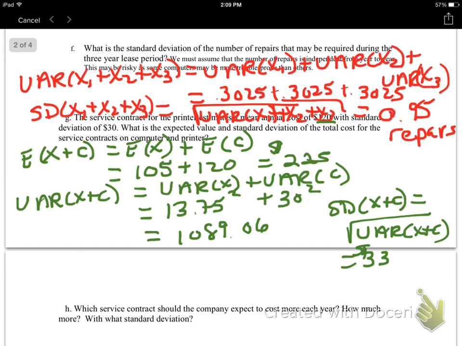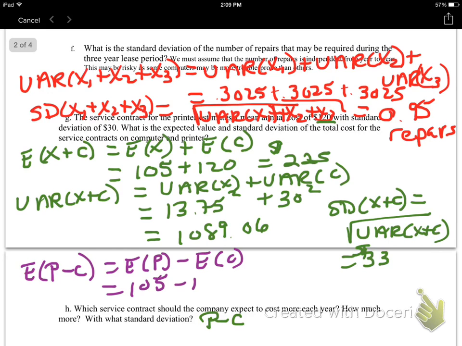Okay. So I guess if we want to see if one is more than the other, which service company would you expect to cost more each year? Well, I guess let's do, the book did P minus C. Okay. So let's just pick another color here. So the expected value of P minus C, it doesn't really matter, I guess, because it didn't say which one was going to be more. Which is the expected value of P minus the expected value of C, which is 105 minus 120, which is negative $15. Okay?